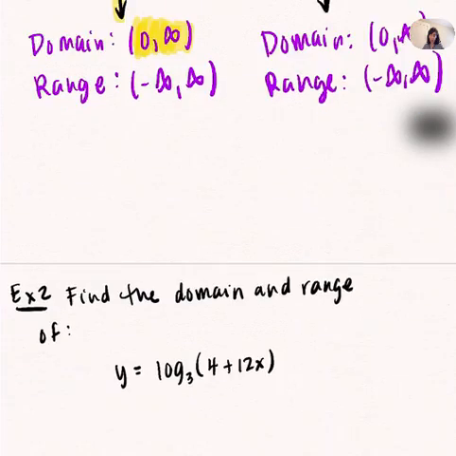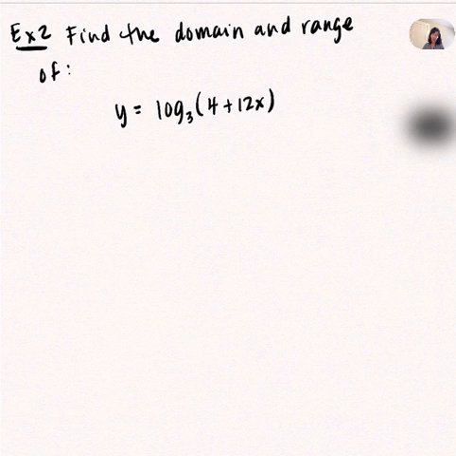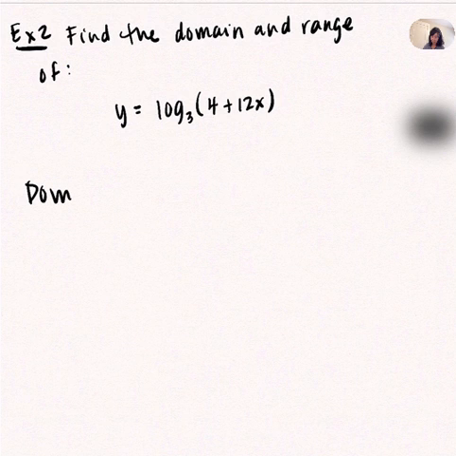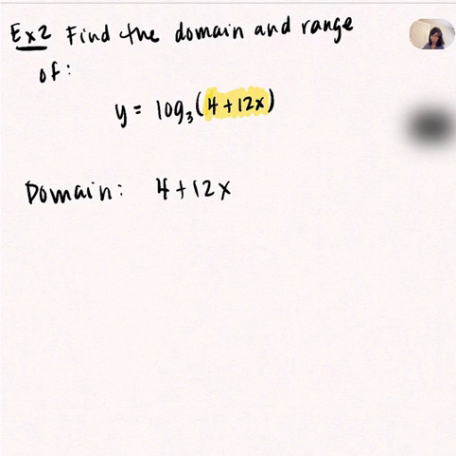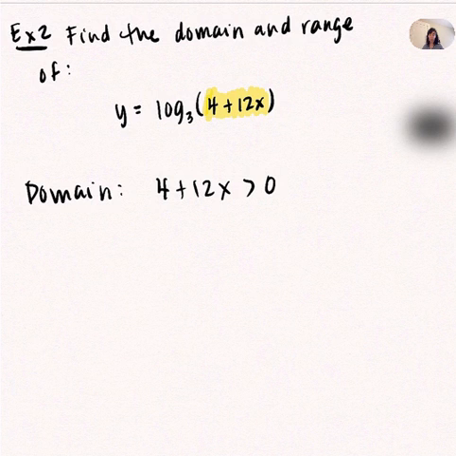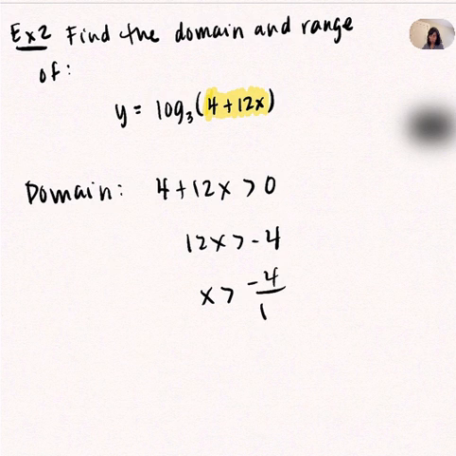Let's do an example. Find the domain and range of this function here. So for the domain, we know that whatever's on the inside of the log has to be bigger than 0. So I'm going to make 4 plus 12x bigger than 0, and I'm going to figure out what x's make that true to find the domain. So we need what gets plugged into the log to be bigger than 0. So solving for x here, I get 12x is bigger than negative 4, or x is bigger than negative 4 over 12, or x is bigger than negative 1/3.